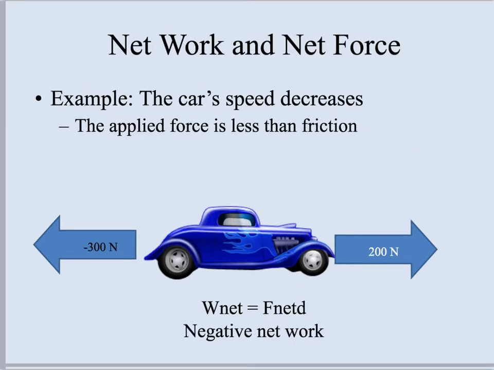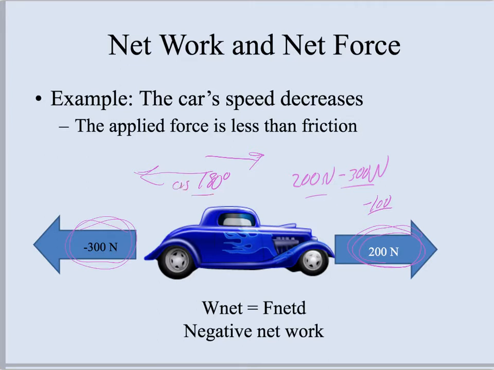Now here we have a case where you have 200 newtons from the engine, you have 300 newtons from the friction force, you end up with negative 100 for your value. But even if you didn't have the negative sign in there, you know that the angle between the force on the car, which would be overall this way, and the displacement of the car, which would be that way, that's 180 degrees. And you know the cosine of 180 degrees is negative 1. So that's going to give you a negative value for your answer for net work anyway.